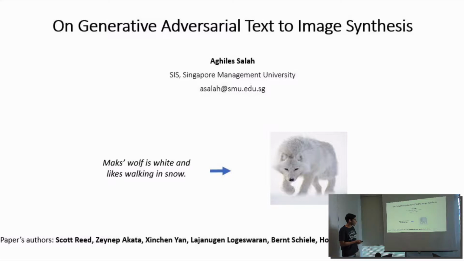What they are trying to solve is that, given some text, like here "Max Wolf is white and likes walking in snow," they try to generate an image that is as faithful as possible to the text description. Of course it may seem like a very intimidating and hard task, but the authors tried to use some existing tools and combine some architectures from deep learning and adversarial learning to solve this task. The paper is written by Scott Reed and others.